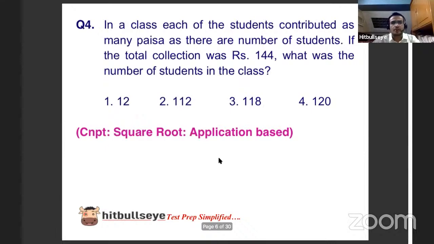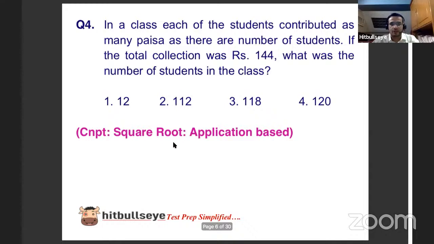Okay, I'll read out the question for you. In a class, each of the students contributed as many paisa as there are number of students. If the total collection was rupees 144, what was the number of students in the class? And the concept here is you have to apply square roots or application method here. Square root, what we have just learned.